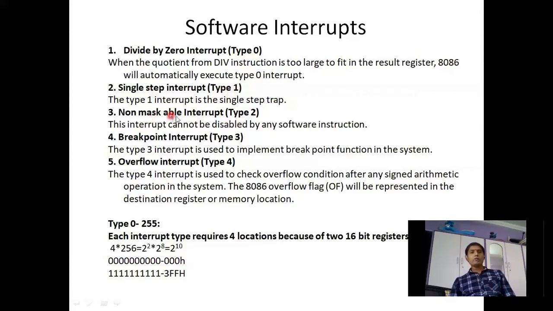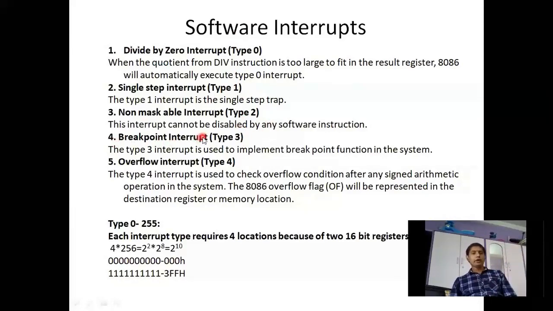Then type 2 is the non-maskable interrupt, which we also observed in hardware. So NMI comes under type 2. This interrupt cannot be activated by any software instruction. The non-maskable interrupt is activated only with the help of hardware, not software. It comes under the software family, but we are not executing it with a software instruction; we only check it through hardware.